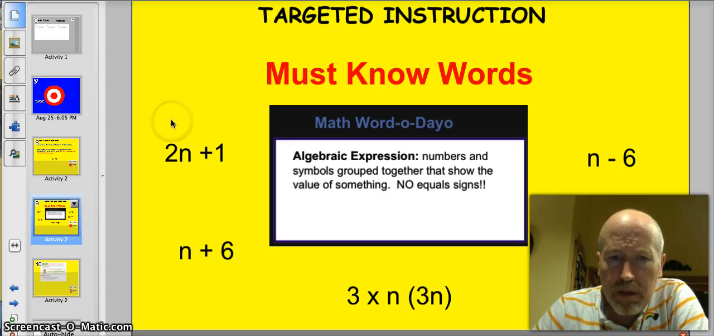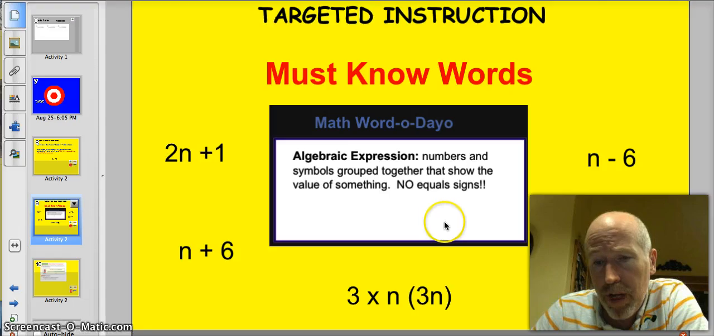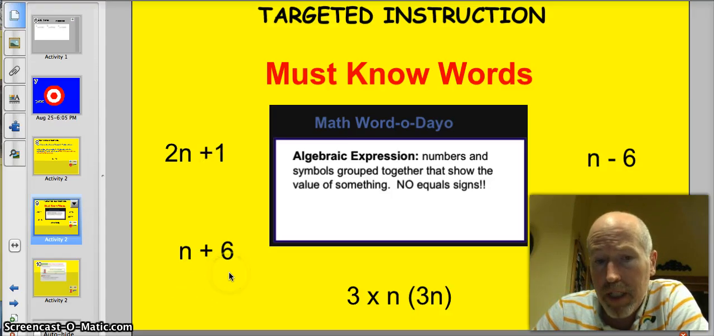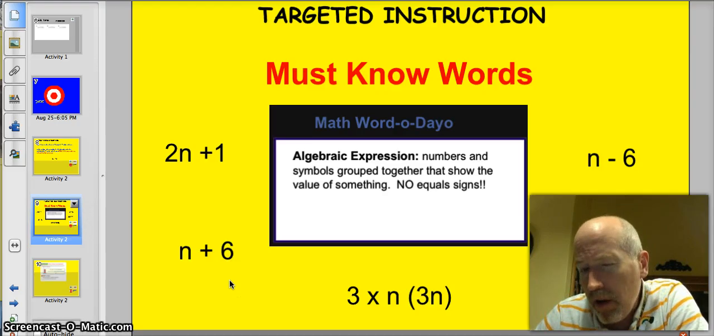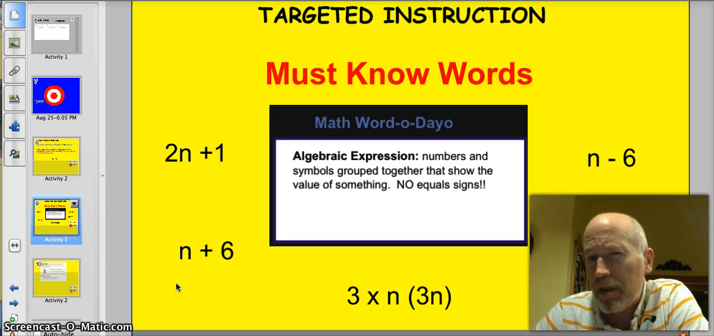All of these little algebraic expressions represent a phrase or sentence that I just said, like 2 times a number plus 1. It's 2n plus 1. A number increased by 6, or 6 more than a number. See how the actual expression and the sentence are very similar.